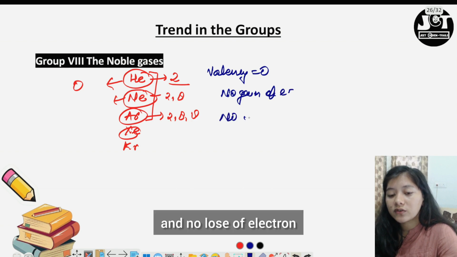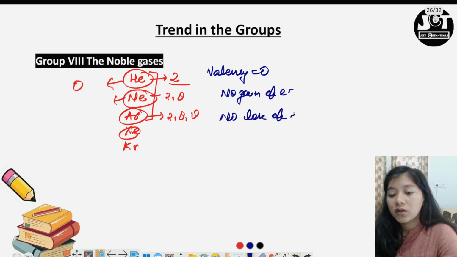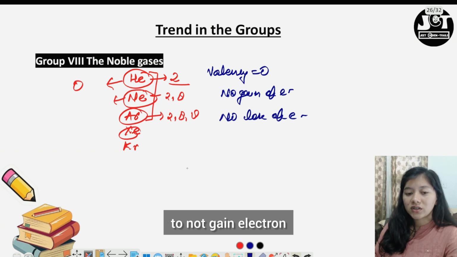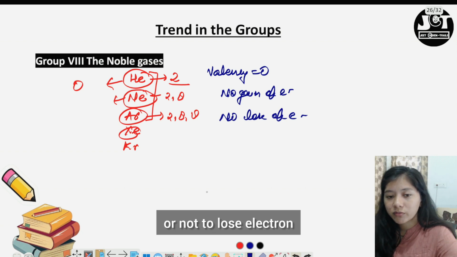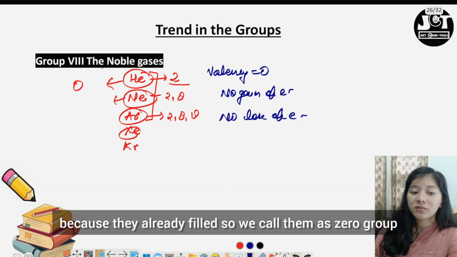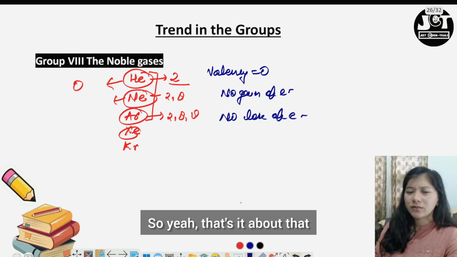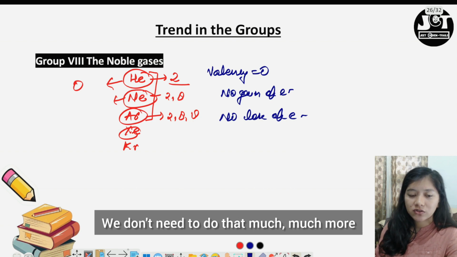And no loss of electron. Because of that, they have this tendency to not gain electrons or not lose electrons, because they are already filled. So we call them the zero group because of this. So yeah, that's it about that. We don't need to do that much more.